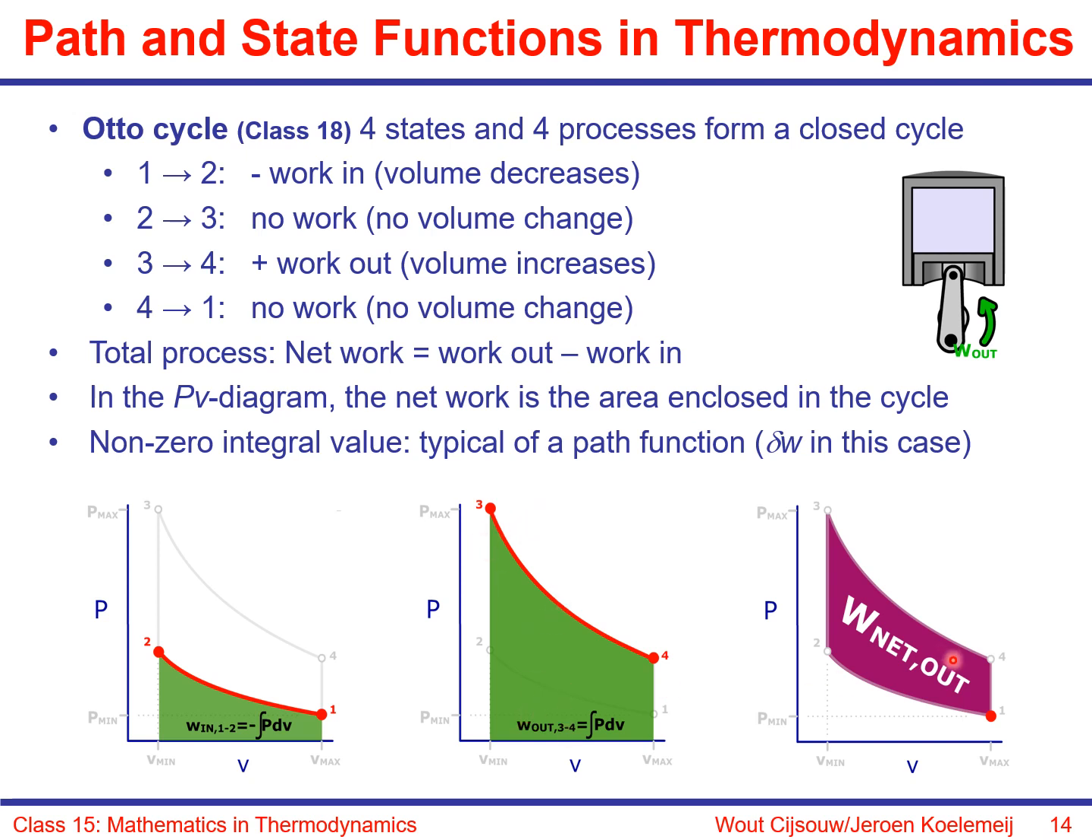Now the interesting thing is what we see when we follow the cycle. When we start from point one, then if we compute the entire integral, the path integral along this loop, then we find a value that's non-zero. That's the net work that's done by the piston cylinder during one cycle. And now you see that it's actually important that path functions don't produce a zero integral value, because it's because of this non-zero value that we can actually obtain work from an engine.